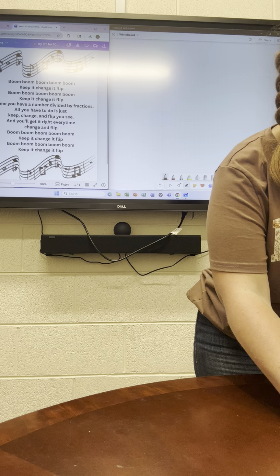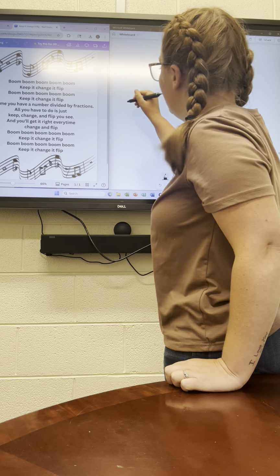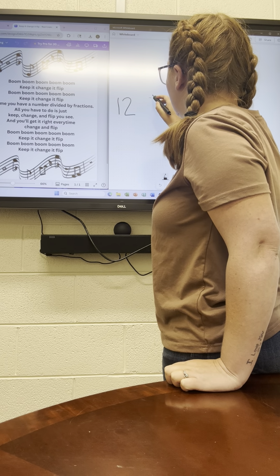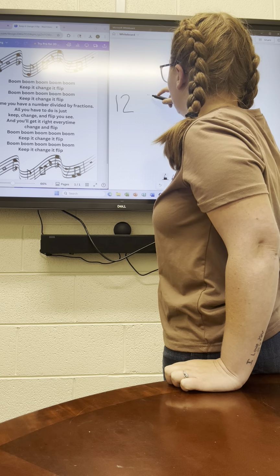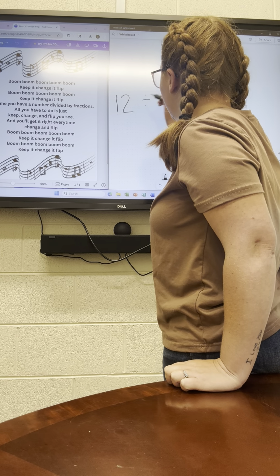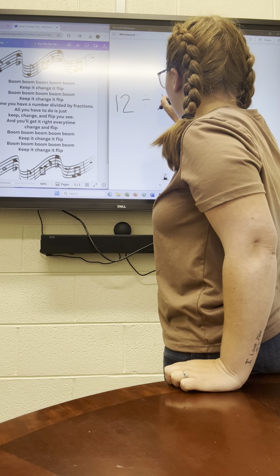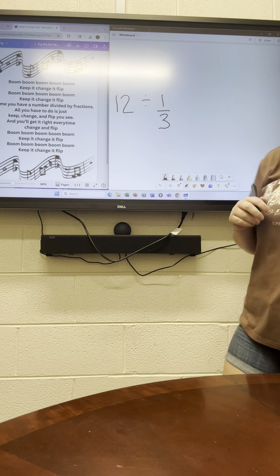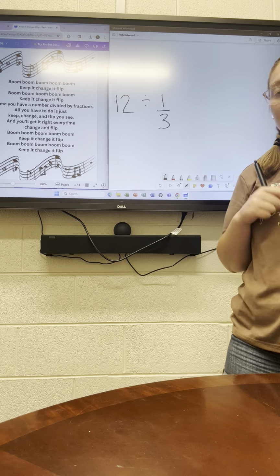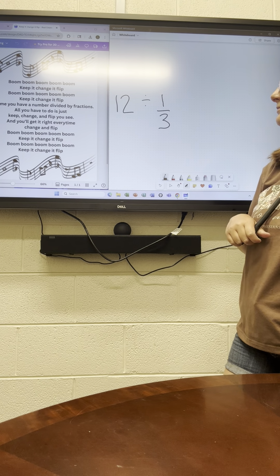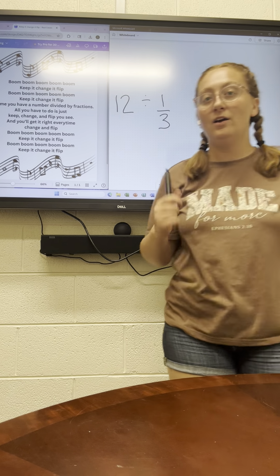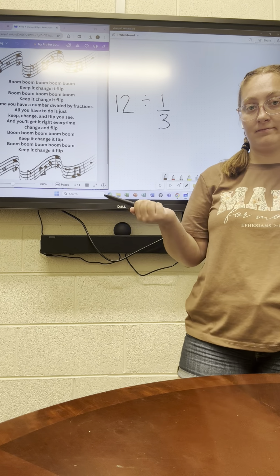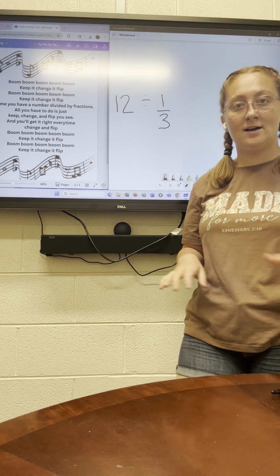So my first problem is going to be 12 divided by 1/3. Okay, I'm going to give you guys just a second to get that put on your whiteboards. Okay, now let's use our song and our hand motions to solve our problem. Okay, so everybody whiteboards down, markers down.